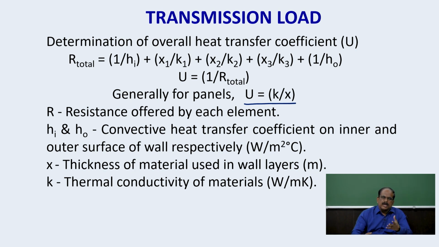U is the overall heat transfer coefficient, which takes into account the heat transfer due to conduction, convection, as well as radiation. But the radiation heat transfer is considered to be negligible. So that's why in the equation we have a conduction term and a convection term.